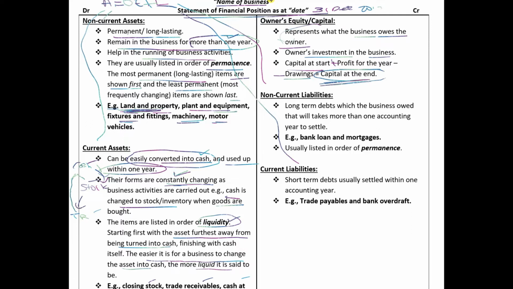Non-current liabilities are debts. So non-current are long-term debts, whereas current are short-term debts. Long-term debts means that it will take more than one accounting year to settle, like bank loans, mortgages, and so on. And again, they are listed in the order of permanence. Short-term debts are normally settled within 1 year, for example, trade payables and bank overdraft.